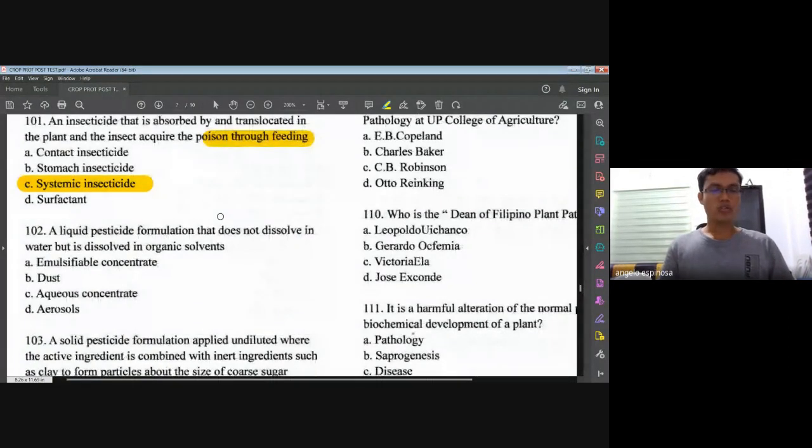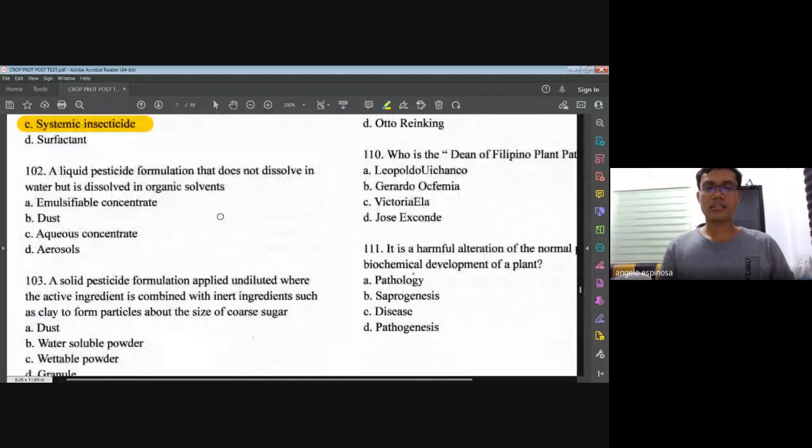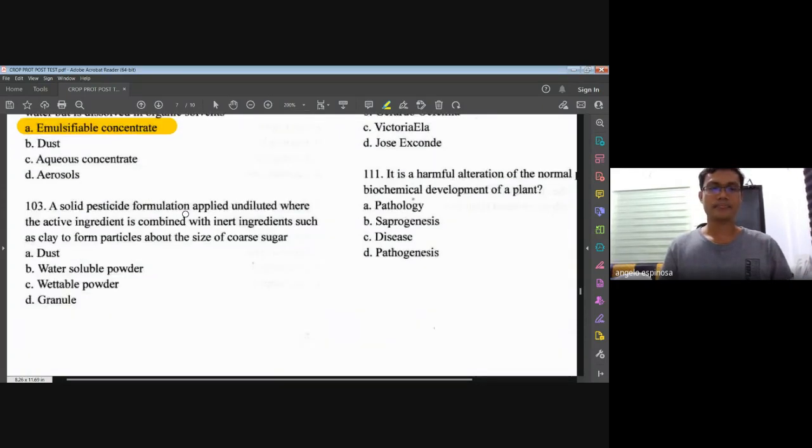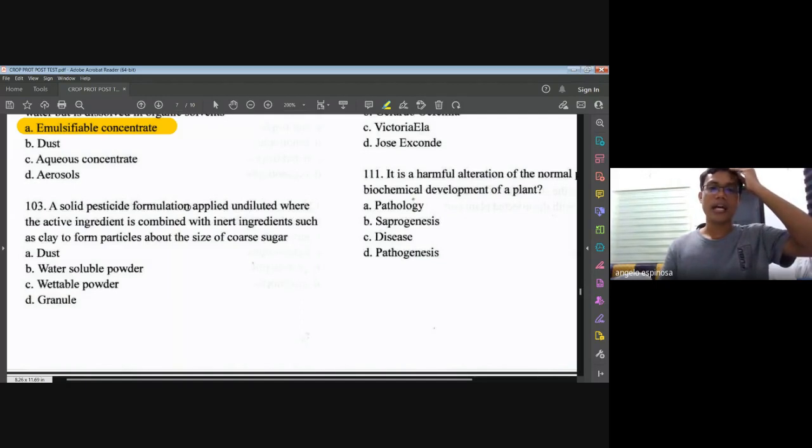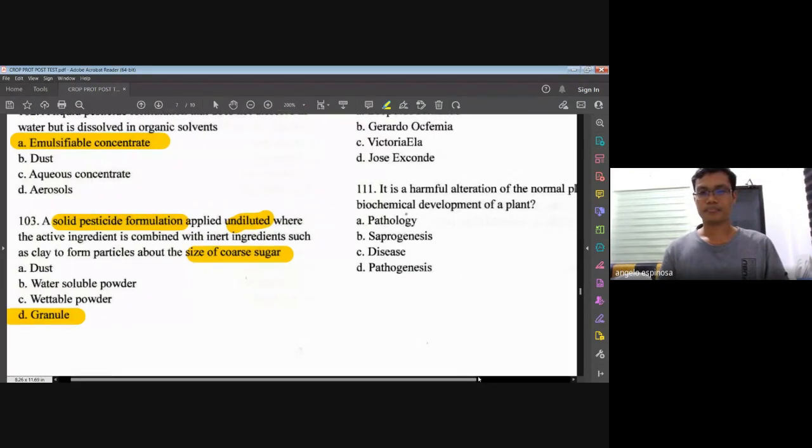102, a liquid pesticide formulation that does not dissolve in water but is dissolved in organic solvents. The correct answer is letter A, emulsifiable concentrate. Okay, 103, a solid pesticide, meaning large, formulation applied undiluted, it is still whole, where the active ingredient is combined with inert ingredients such as clay to form particles about the size of coarse sugar, large. The correct answer is granule, the large ones. That is letter D.